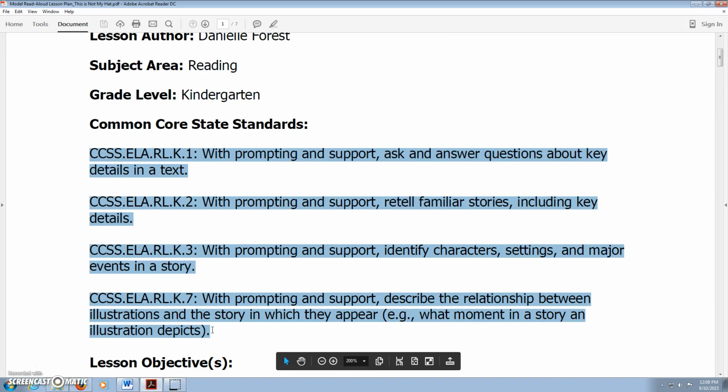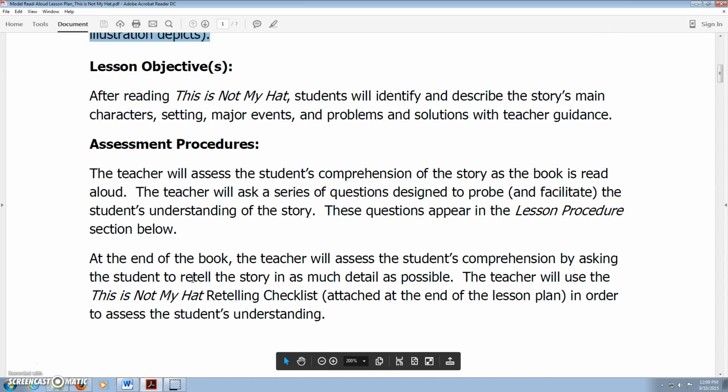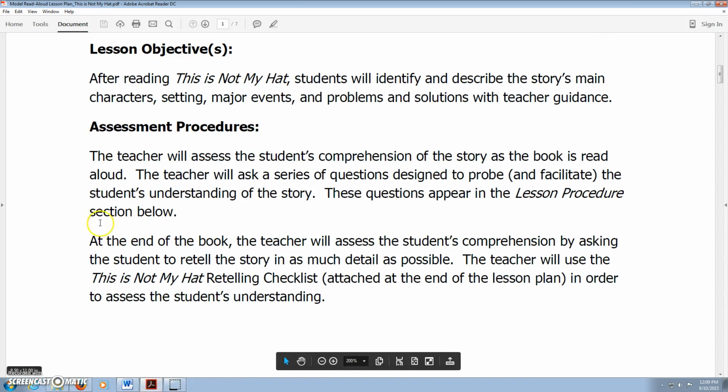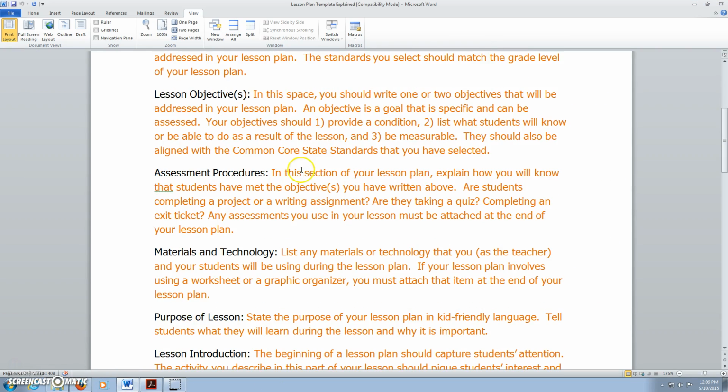Now, when you write a lesson plan, you need to have at least one standard, but sometimes multiple standards apply to your lesson. As long as you have at least one, you're in good shape. You certainly don't want 10, because most lesson plans can't address 10 standards in one lesson. That would be crazy.